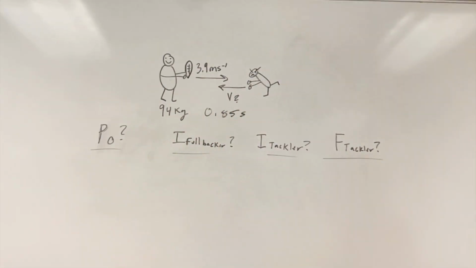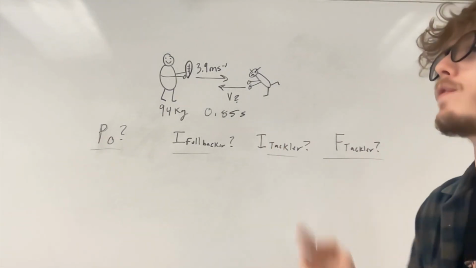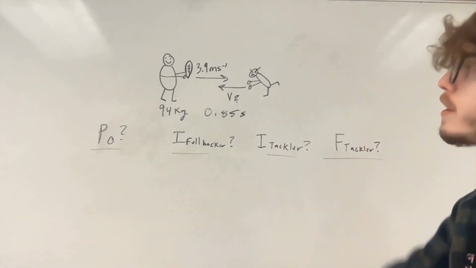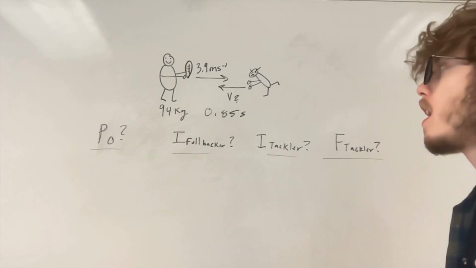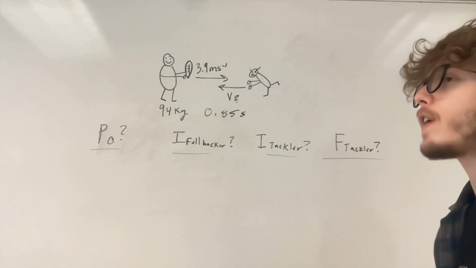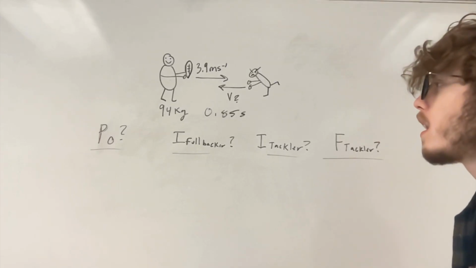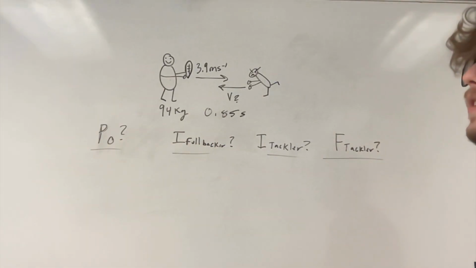So in this problem, we have a fullbacker who's running a football due east at 3.9 meters a second. He weighs 94 kilograms. A tackler is coming due west and is going to tackle said fullbacker, and they are going to collide for 0.85 seconds. So we are asked, what is the impulse of the fullbacker initially?